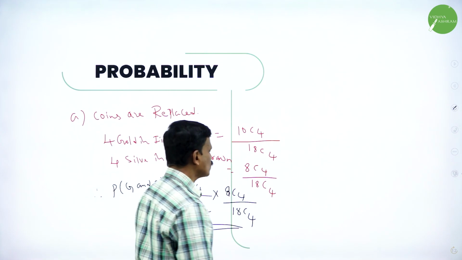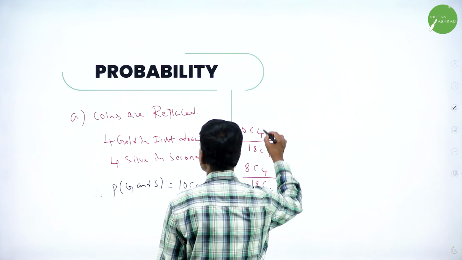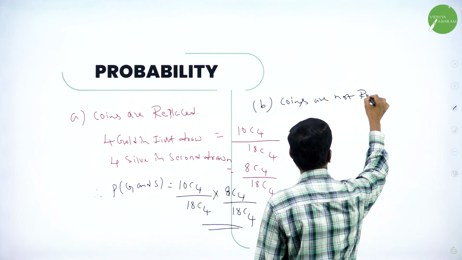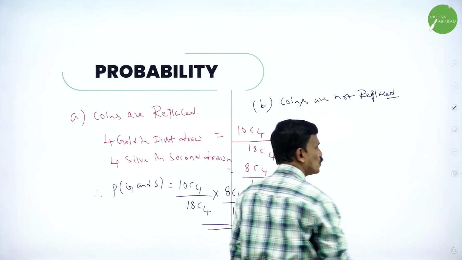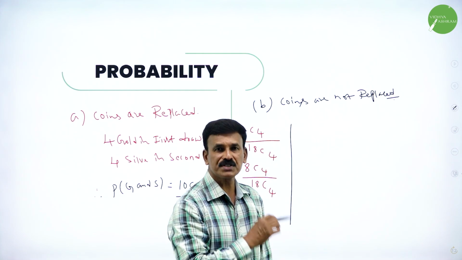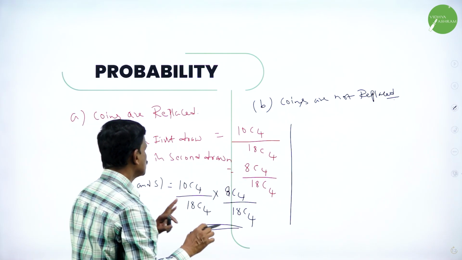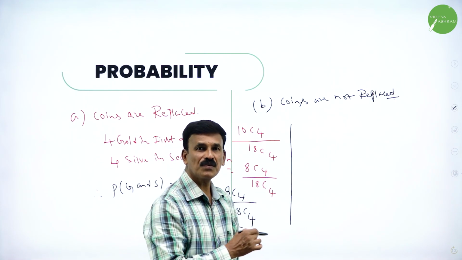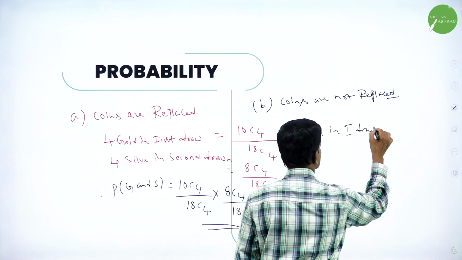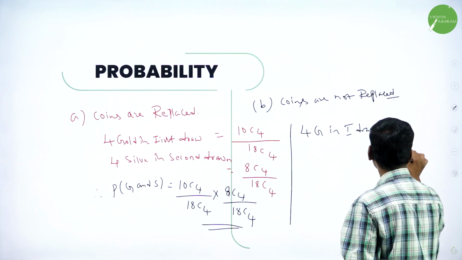Now move on to the second case. What is the second case? Coins are not replaced. So this is without replacement. Second one, coins are not replaced. That means without replacement, right? Now here the probability of getting the same. First 4 gold coins in the first draw is 10C4, and 4 silver coins in the second is 8C4, right? So 4 gold in the first drawn is 10C4 divided by 18C4, right?